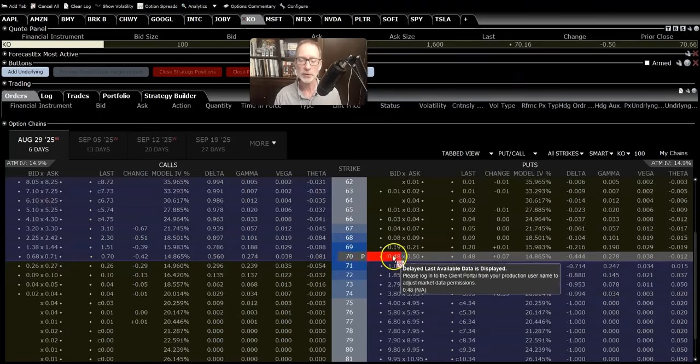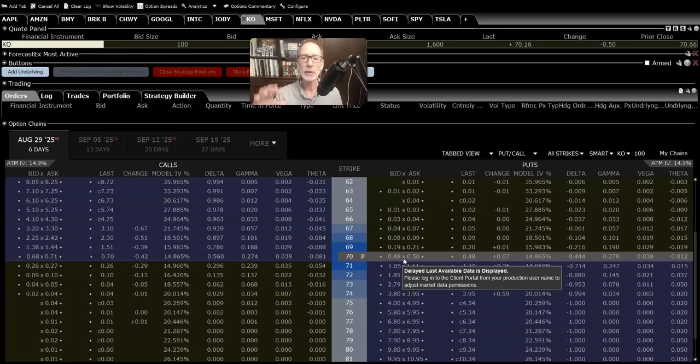So the 70 puts you can see right here, these at the monies, are trading about 49 cents a contract. So you only get $49. Whereas in the October, you're getting $169. So the shorter the expiration, the less money you're going to get. So you have to factor that in.